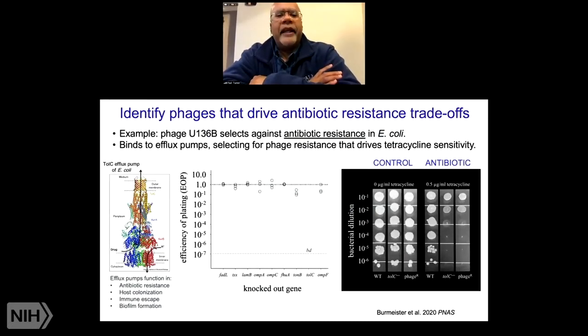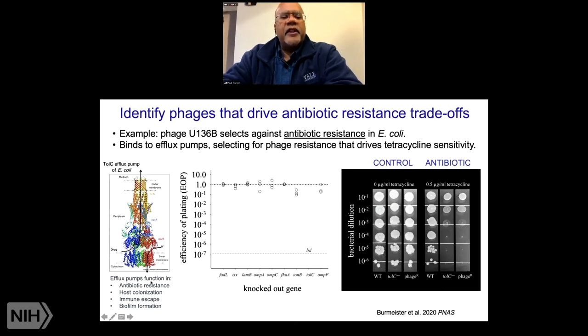I'll do it pretty quickly because you can go look at this paper that was published last year if you want. This is a great example in a model system of E. coli where this phage that we discovered in nature, and we've characterized it to show that it is very dependent on receptors on the cell surface, and that this can drive the evolution of antibiotic sensitivity in two ways. So this phage U136B, it is interacting with this TolC efflux pump of E. coli. Here's a structural side view of it, where the TolC protein is the outermost protein of this pump.